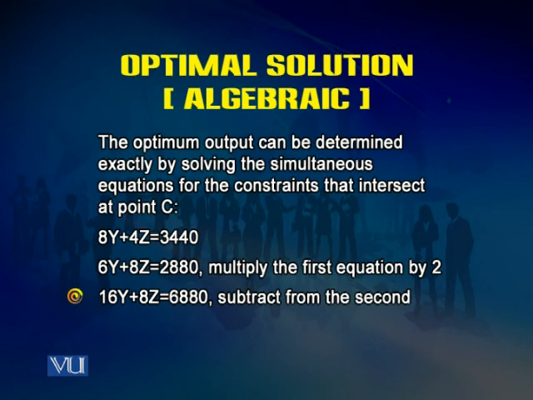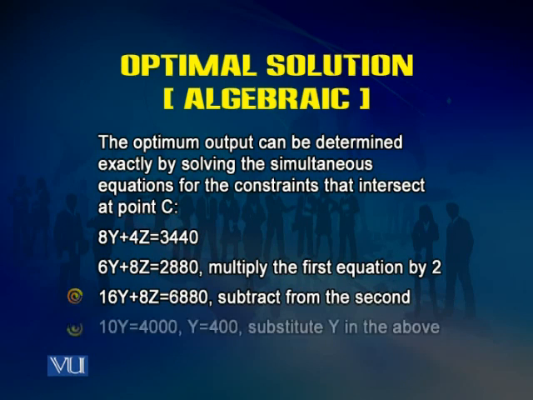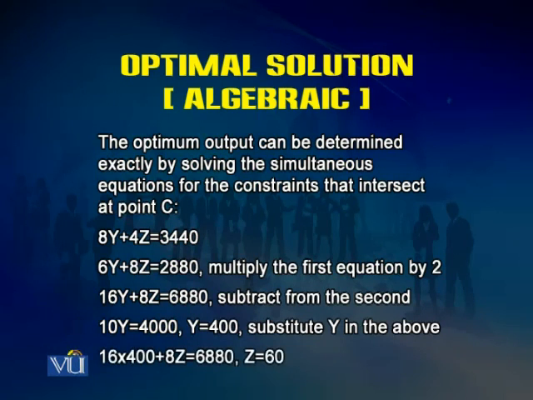You subtract the second equation from this, and the result will be 10y is equal to 4,000, because the 8z cancel out and you get 16y minus 6y, which is 10y, equal to 4,000, giving you a value of y of 400. Substitute y in the above equation, so you get 16 multiplied by 400 plus 8z is equal to 6,880. Hence z is equal to 60. So you get the values of y and z by simultaneous equations.